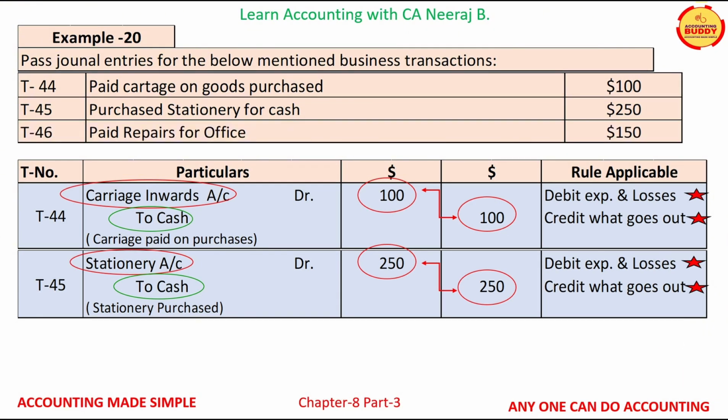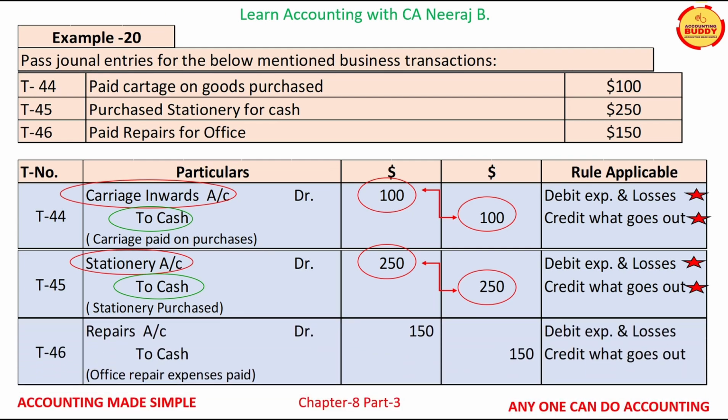Transaction T46 is $150 is paid for the office repair. The two accounts which are affected are repair account and cash account. Repair being the business expense is debited as per nominal account rule of debit all expenses and losses. Cash is a real account and the rule of real account is credit what goes out. Therefore, this transaction is recorded for $150 by debiting repairs account and crediting cash account.